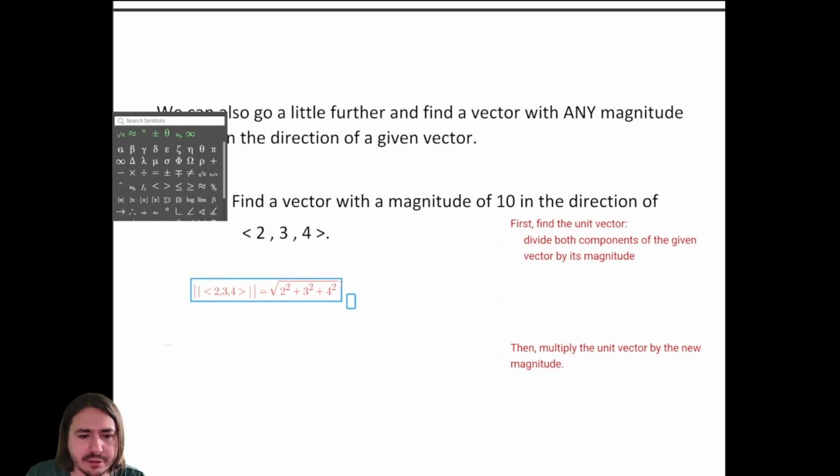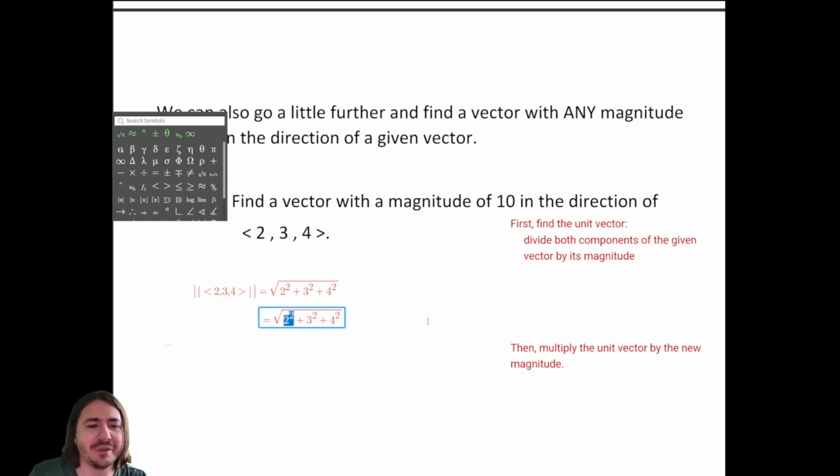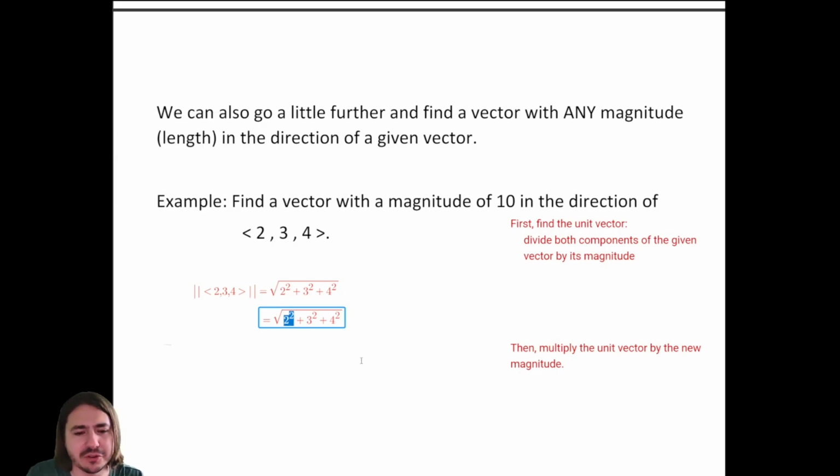And let's see if we can do this without a calculator. And if we get stuck, we'll use a calculator. So we've got the square root of 2 squared is 4, 3 squared is 9, and 4 squared is 16. So I've got 16 and 4 is 20, plus 9 would be 29. So now that we've found the magnitude of this vector, we can divide each component by that magnitude.